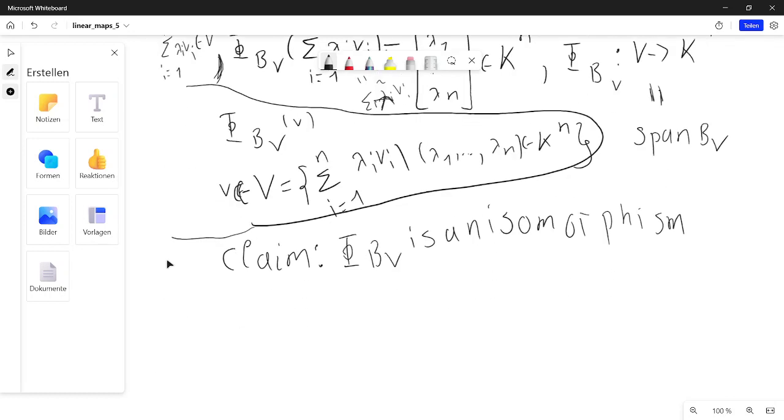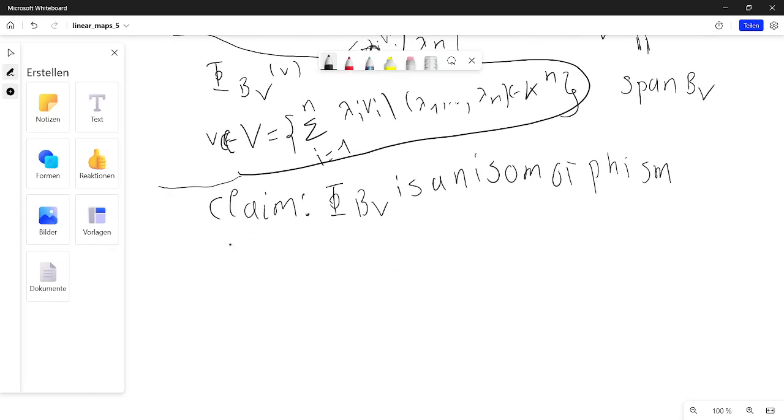I wouldn't call it a theorem because it's just too clear, right? Proof. Well, first show that it is linear. Proof. The map from V to K to the power of n is linear.